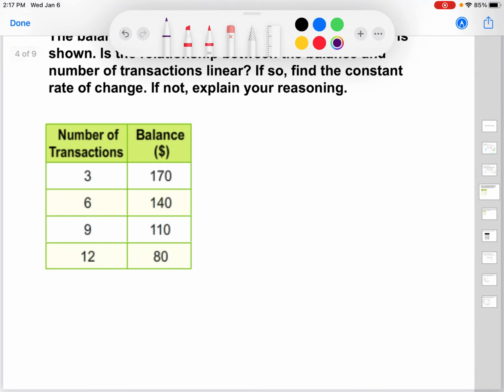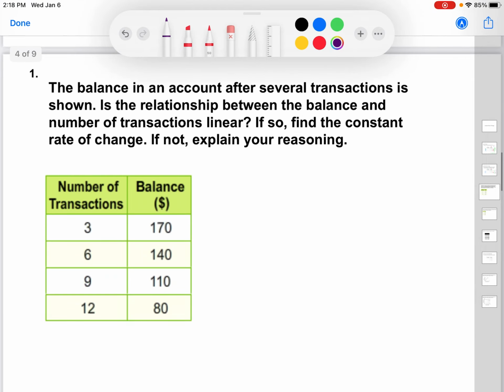So in this example here, they say the balance in an account after several transactions is shown. Is the relationship between the balance and the number of transactions linear? So does it form a straight line? If so, find the constant rate of change. If not, explain your reasoning. So anytime we have a linear function, so it makes a straight line, there's going to be a constant rate of change because it's following that pattern forever and ever.